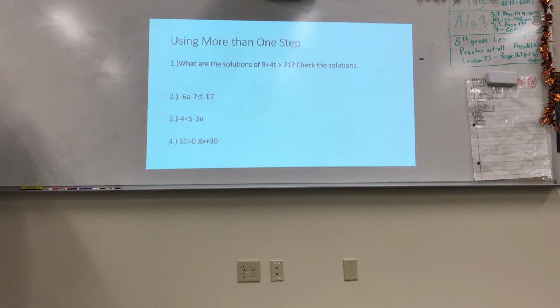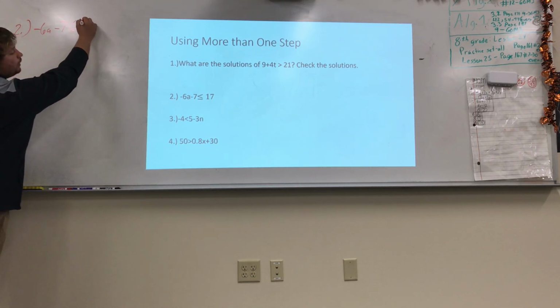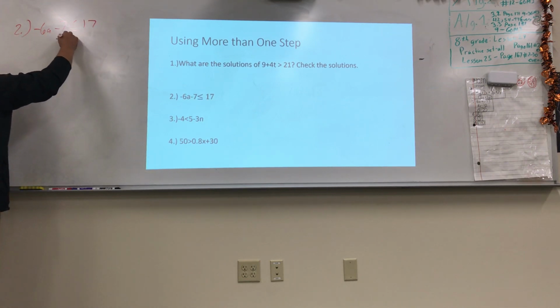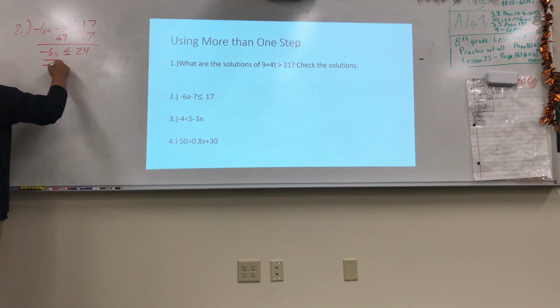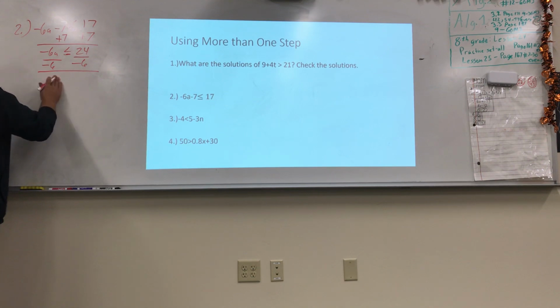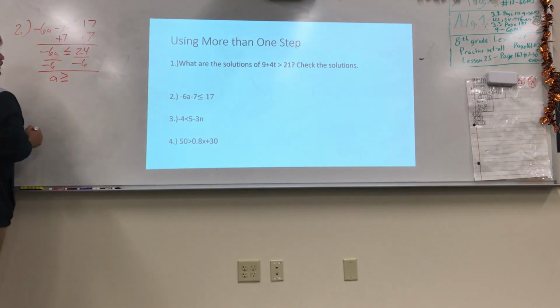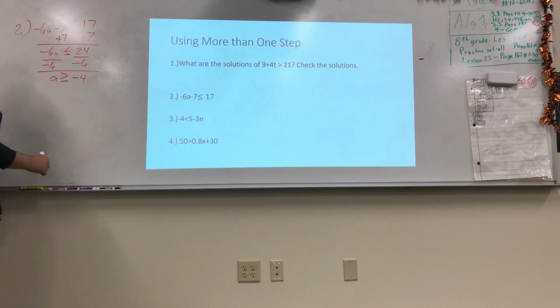Our next one, you have negative 6a minus 7 is less than or equal to 17. Plus 7, you get negative 6a is less than or equal to 24. Divide by negative 6, divide by negative 6. When we divide by a negative in an inequality, what must we do to the sign? Switch it. So we have a is greater than or equal to negative 4.